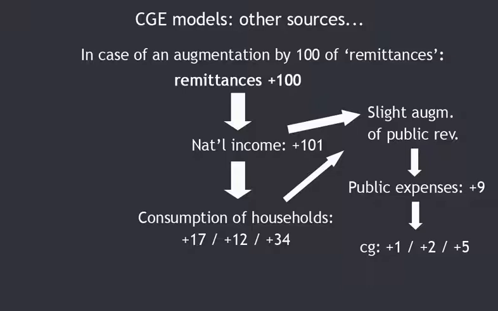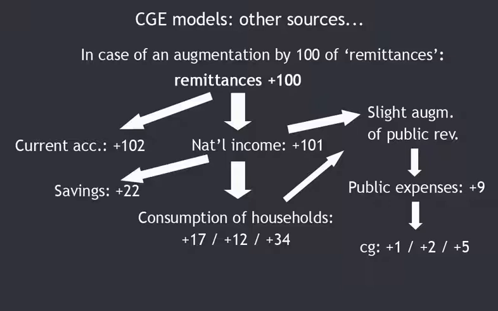But at the same time, business investment is affected. On the one hand, the current account increases by 102 due to the increase of 100 in remittances from workers who have emigrated abroad to local households. On the other hand, household savings increase by 22 due to the increase in national income, which has a positive effect on business investments, but not enough to offset the first effect, which is negative for business investment. And business investment fell by a total of 77.